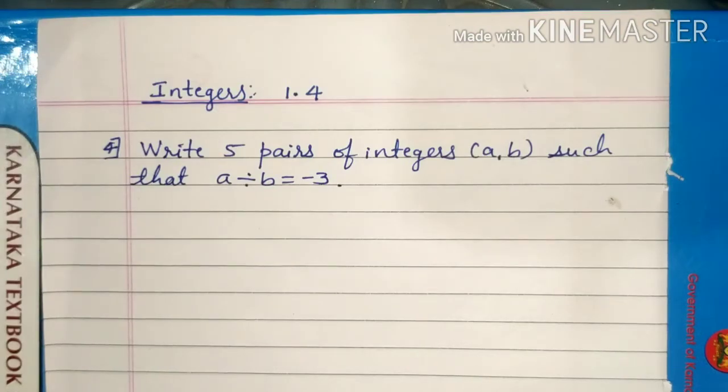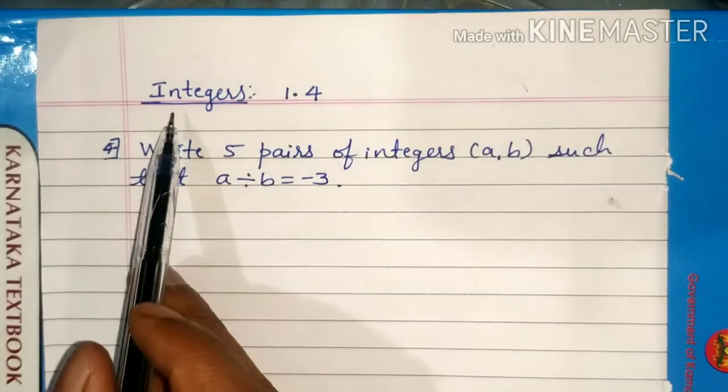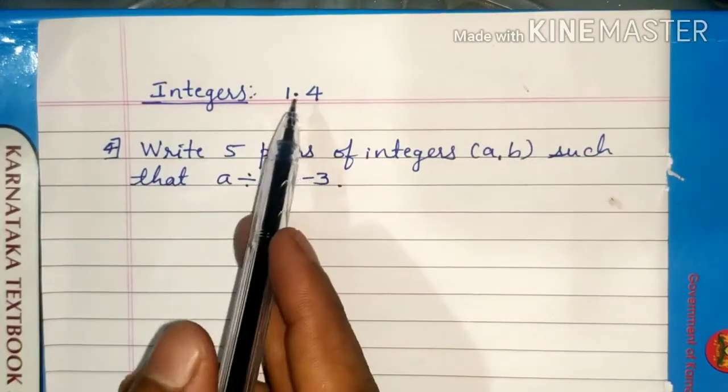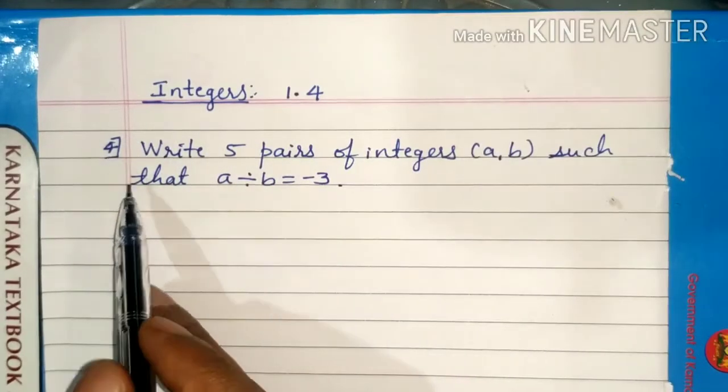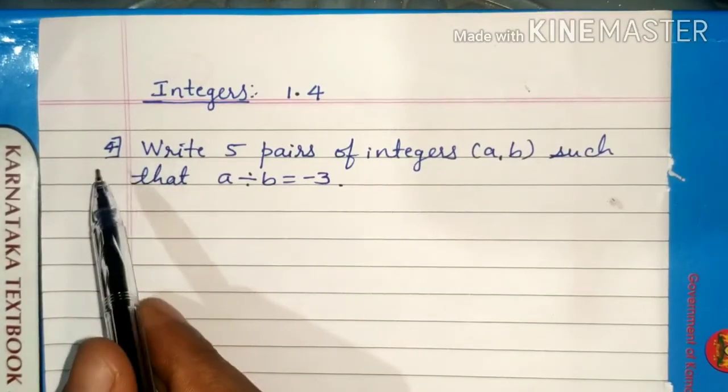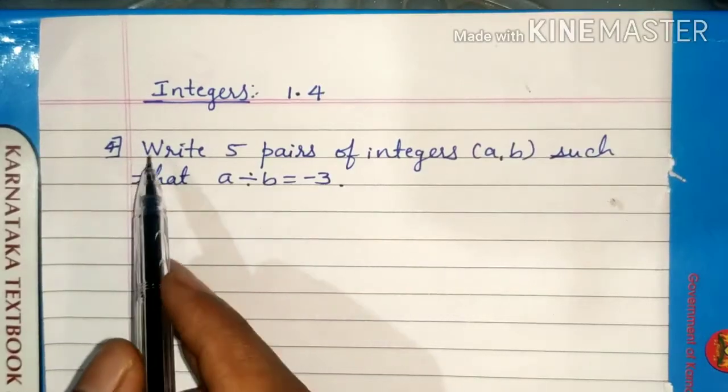Hi students, today we shall discuss the exercise 1.4 problem from the first chapter, Integers. That is the fourth problem. We have completed 3 mains. So this is the fourth main, fourth question.